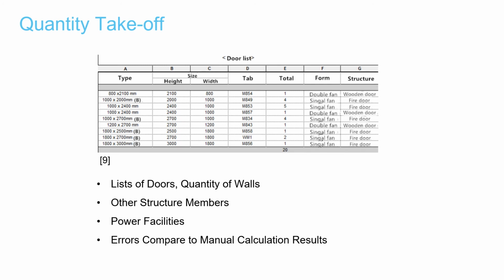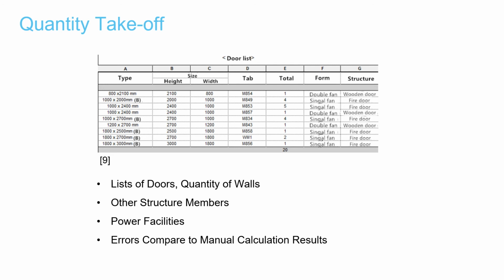BIM technology makes the quantity takeoff process easier because all building components are included in the Revit family library. As the figure on the slides shows, different types of doors are listed. And besides, reinforced concrete and the other facilities are summarized as well. The project team also manually calculated the quantity of building components.